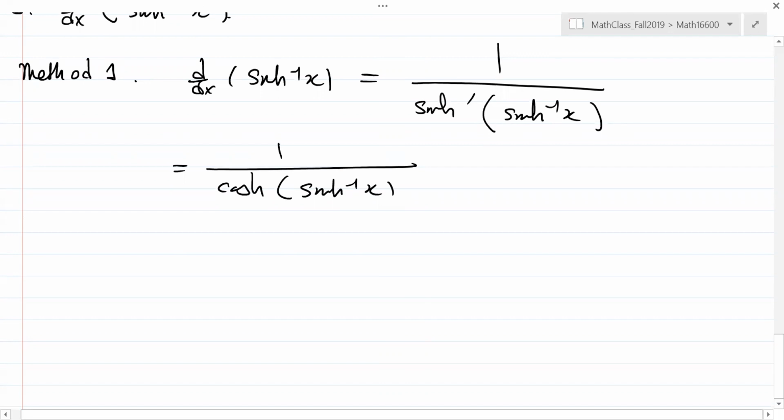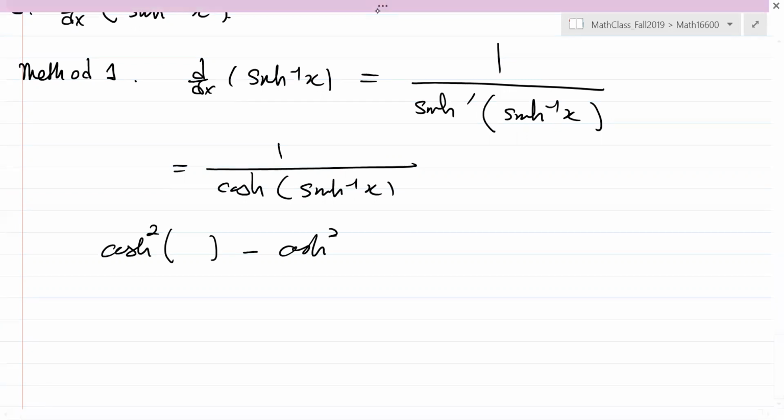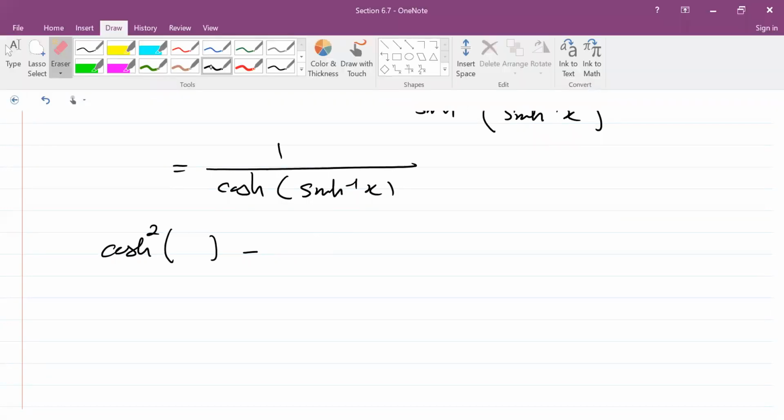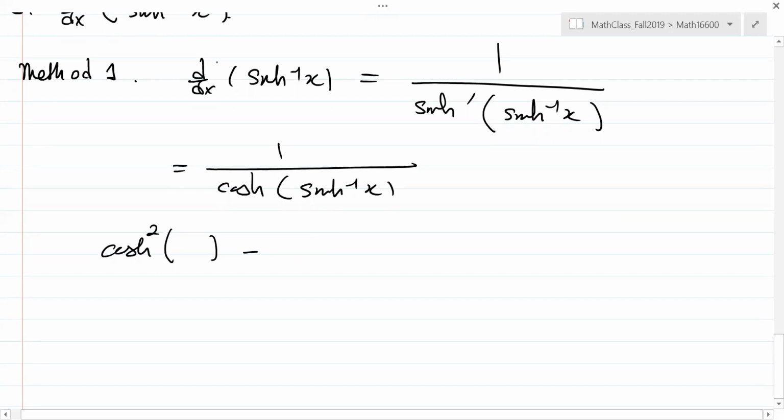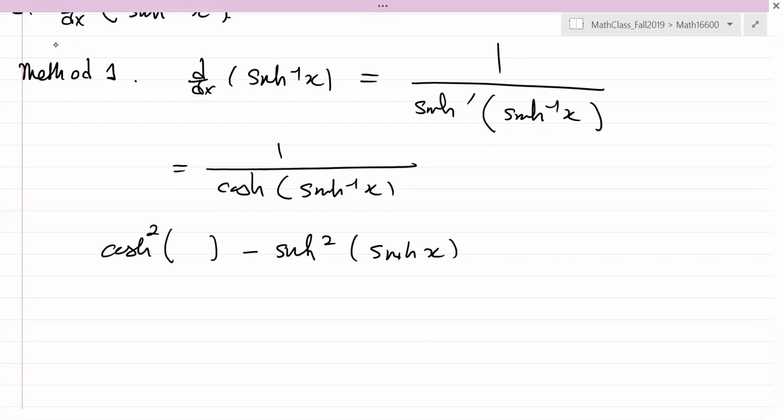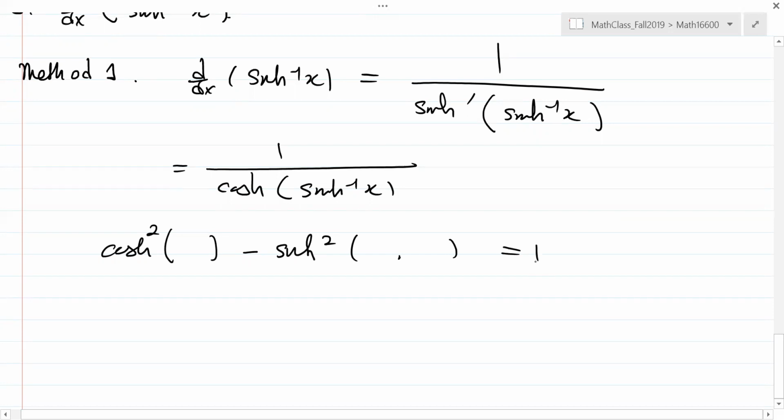Well, in trigonometry we use a triangle to get formulas, but you can also use a formula here. Remember, for hyperbolic functions, something squared minus hyperbolic sine squared. There are a couple of ways to simplify; I'm trying not to use the formulas for the inverse function. So this is always equal to 1, no matter what you put there.